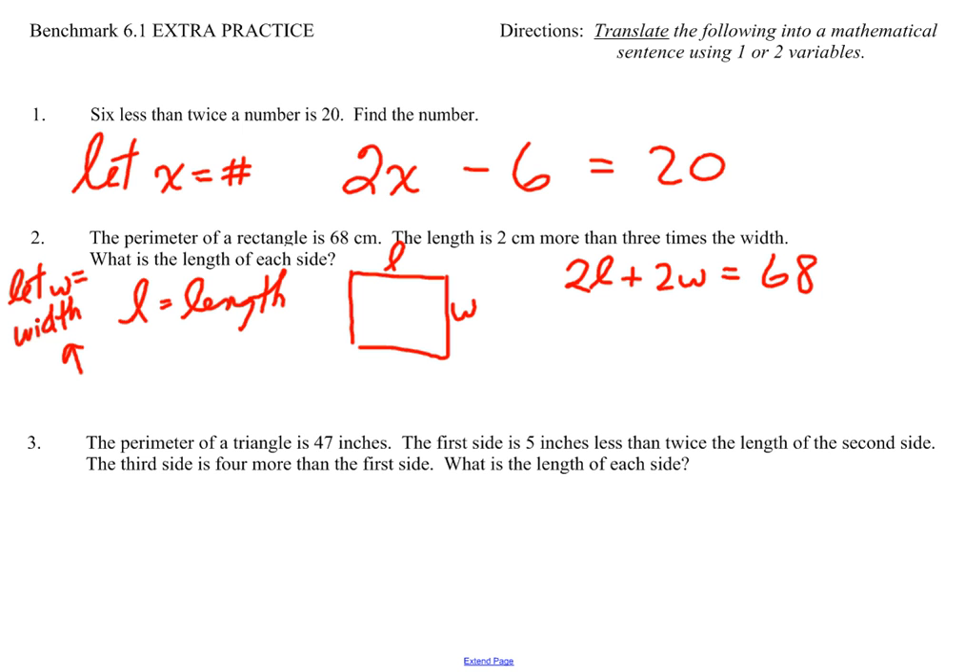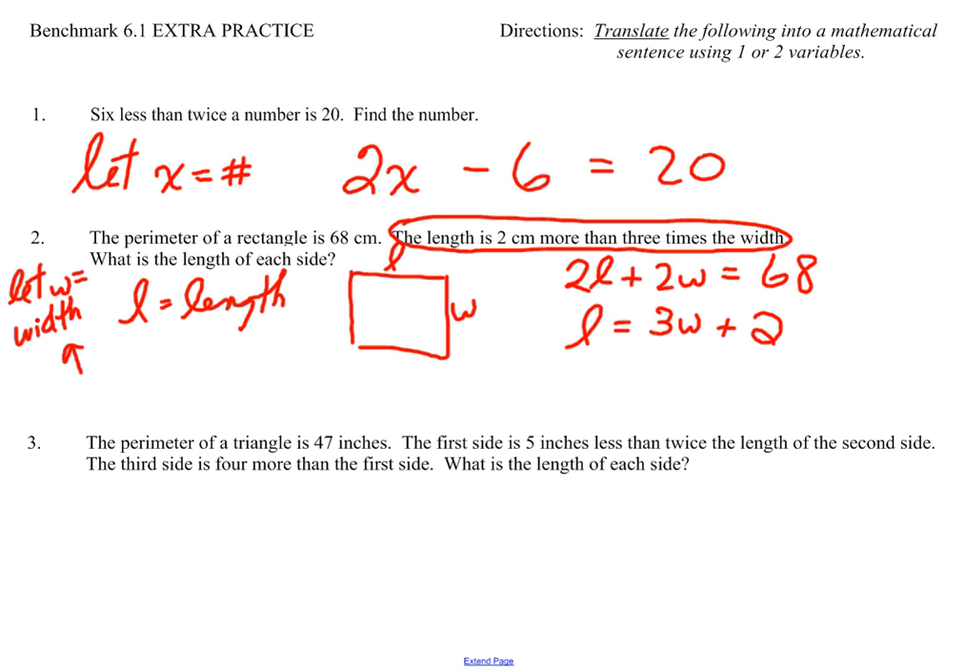And that's great, but we still need another equation. We're going to get that from that sentence: the length is 2 more than 3 times the width. It just kind of spells it out. And then you have that system. That's it. Next one.